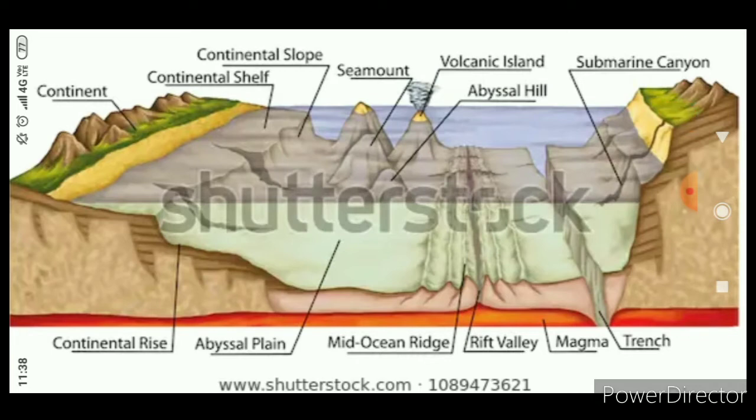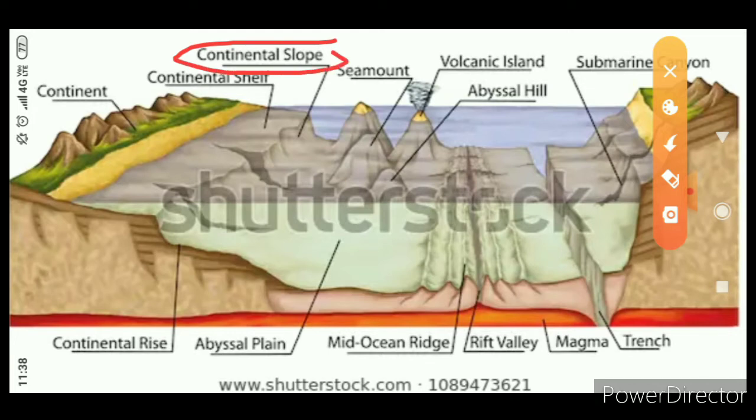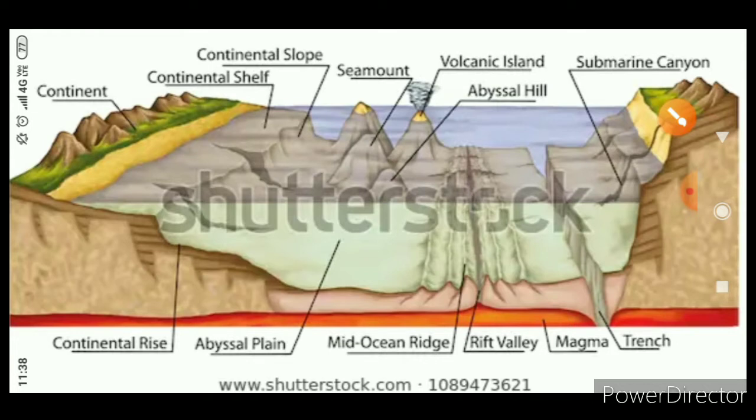Next one, continental slope. A steep slope which descends from the edge of the continental shelf to the deep ocean bed is called continental slope. ஆழ்கடலை நோக்கி சரிந்து காணப்படும் பகுதியைதான் கண்டச்சரிவு என்று கூறப்படுகிறது.